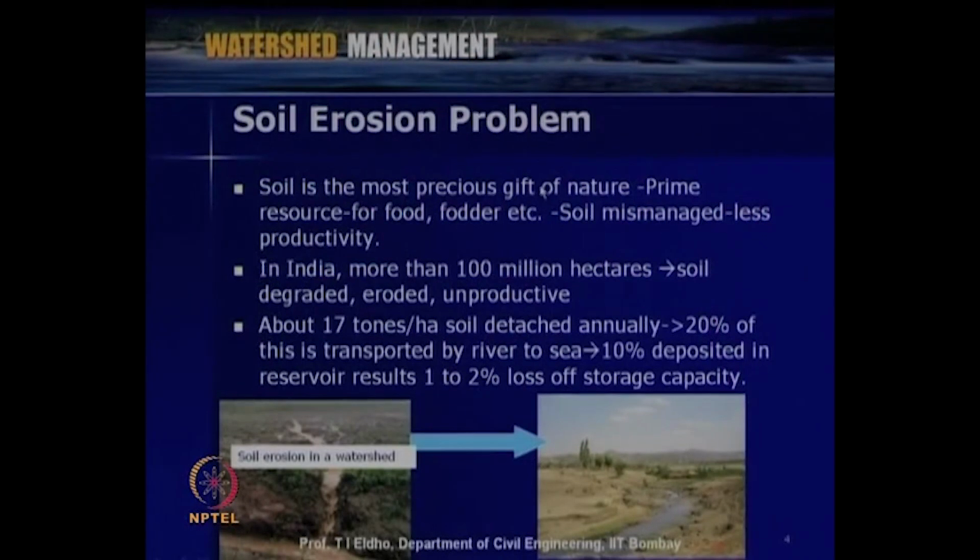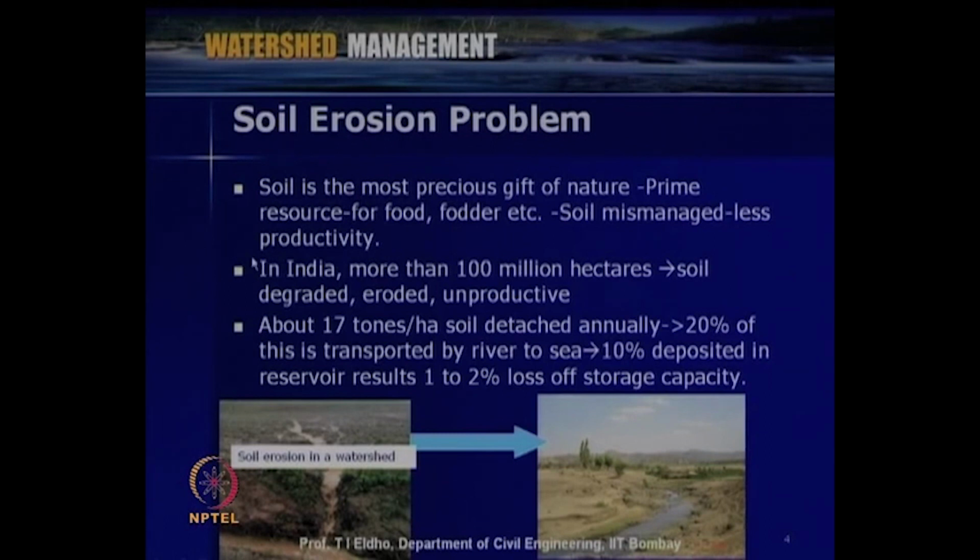As mentioned in this slide, soil is the most precious gift of nature. Soil is the prime resource for food, fodder etc. Since we have to grow plants for agricultural products, all these plants grow in the soil. So, we should have fertile soil for better agricultural production. If the soil is mismanaged, there will be less productivity. For better productivity, fertile soil is essential, so we have to stop this soil erosion.